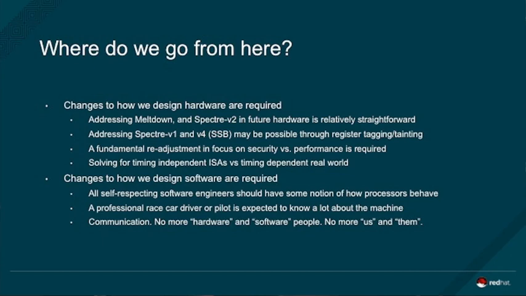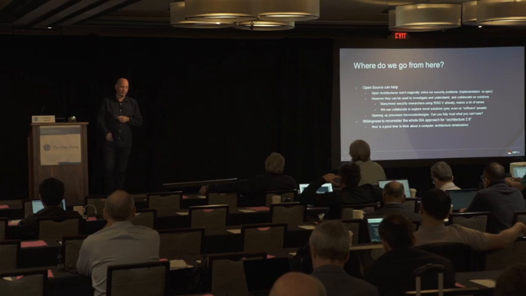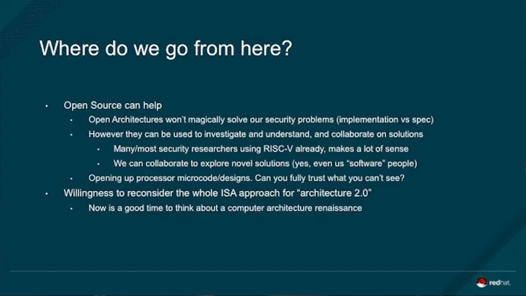So we need to get away from, you know, hardware people and software people, and we need to have some understanding in the software community of the challenges that face the hardware community and the inverse. We need to communicate more between the two so that we can head off some of these issues ahead of time. Open source can help, but open architectures won't magically solve all of our problems, right?